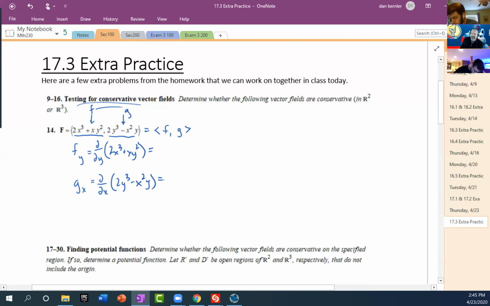This one's kind of mean, isn't it? It's so close. I see some no's here, and you are correct. It's really close. With respect to y, you get 2xy, and with respect to x, you got the negative there. It's negative 2xy. So no, this field is not conservative.